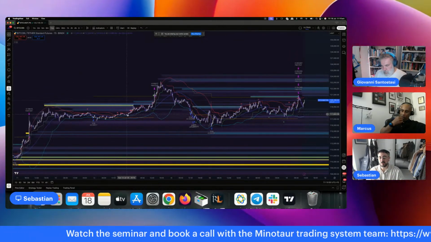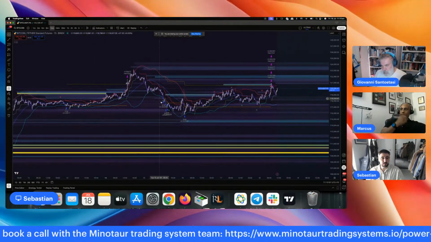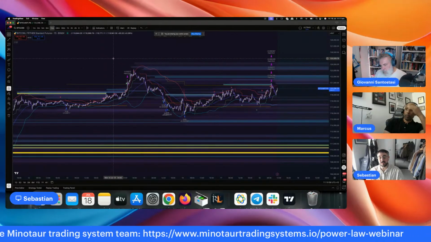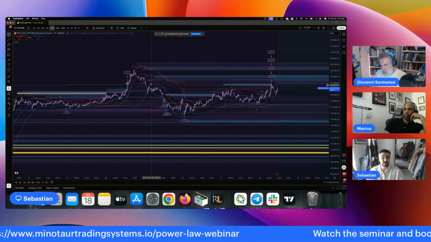Now, to get a good understanding of what's happening here, I'm using a free indicator on TradingView. It's not as good as the liquidation heat map Marcus was using, but for a free TradingView indicator, it's very good.